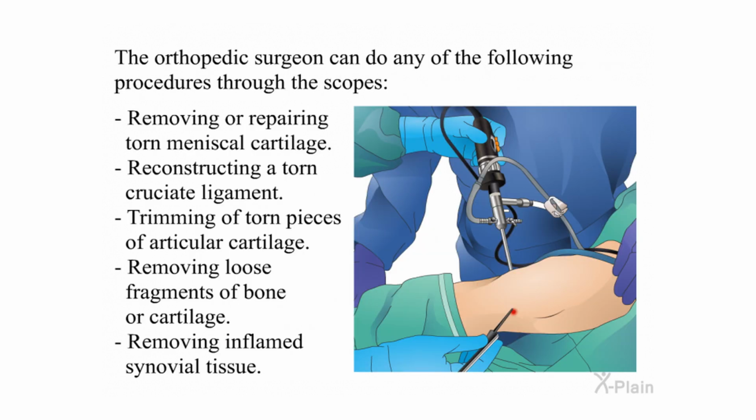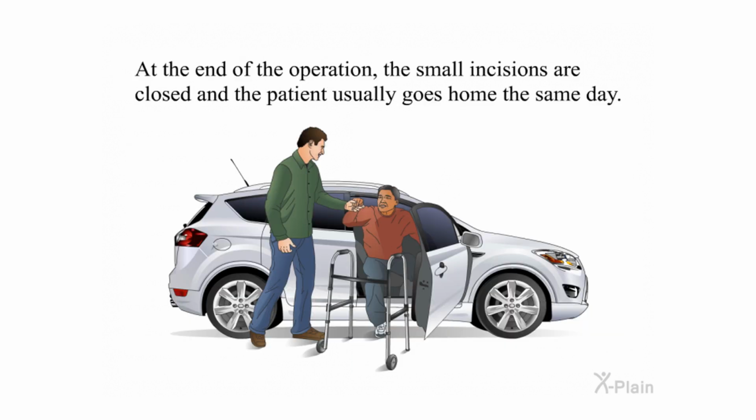The orthopedic surgeon can do any of the following procedures through the scopes: removing or repairing torn meniscal cartilage, reconstructing a torn cruciate ligament, trimming of torn pieces of articular cartilage, removing loose fragments of bone or cartilage, removing inflamed synovial tissue. At the end of the operation, the small incisions are closed and the patient usually goes home the same day.